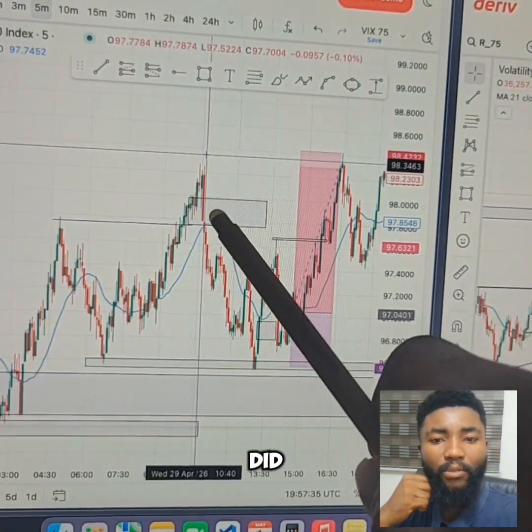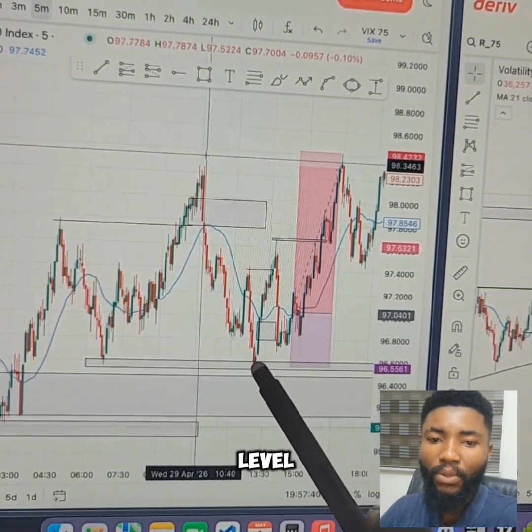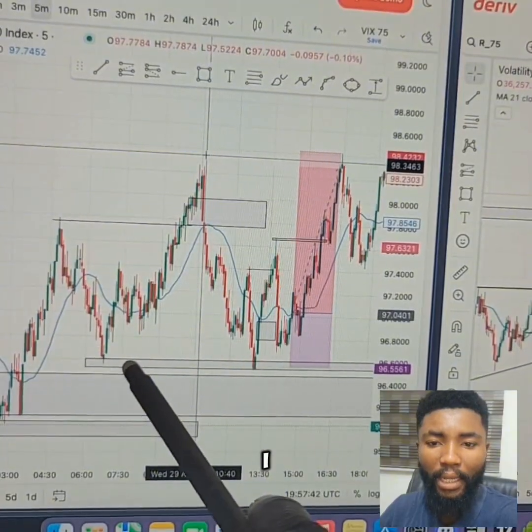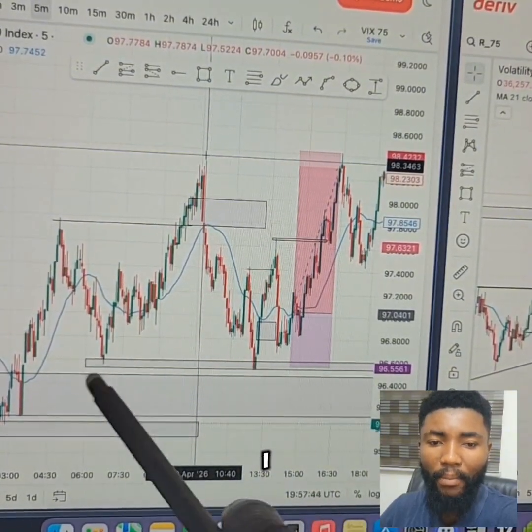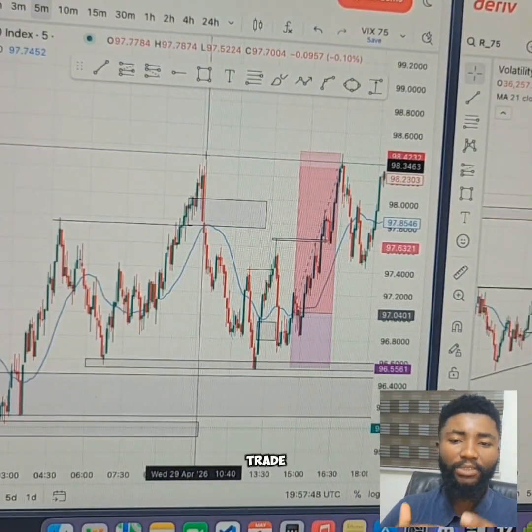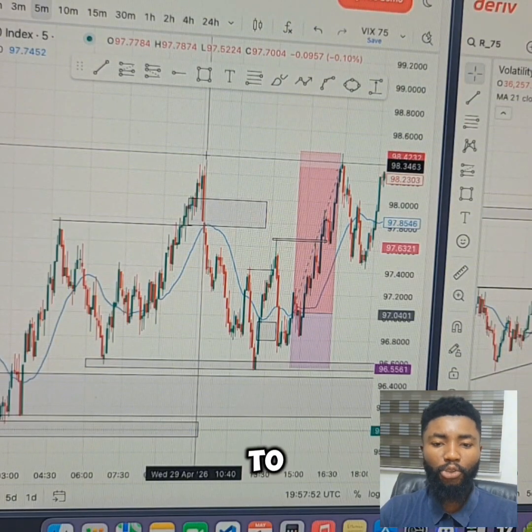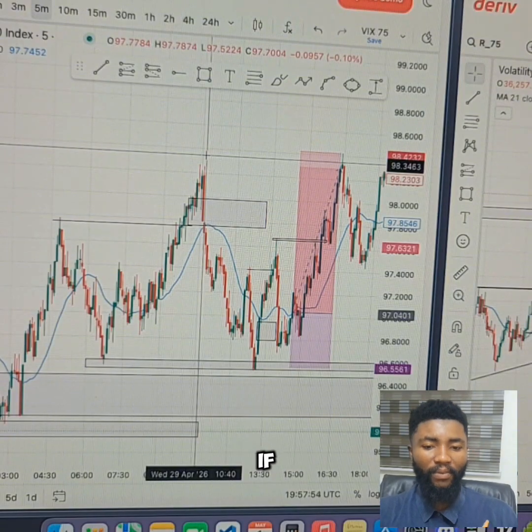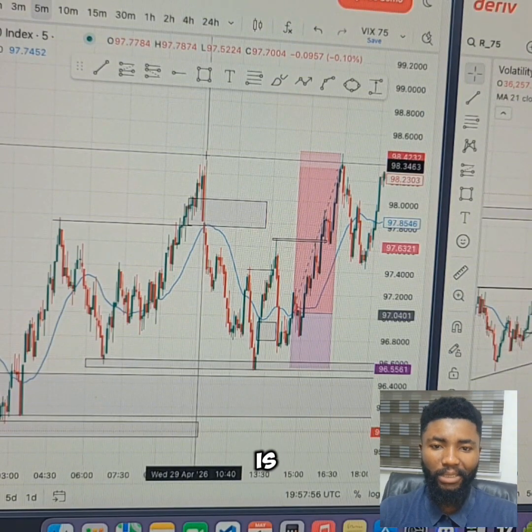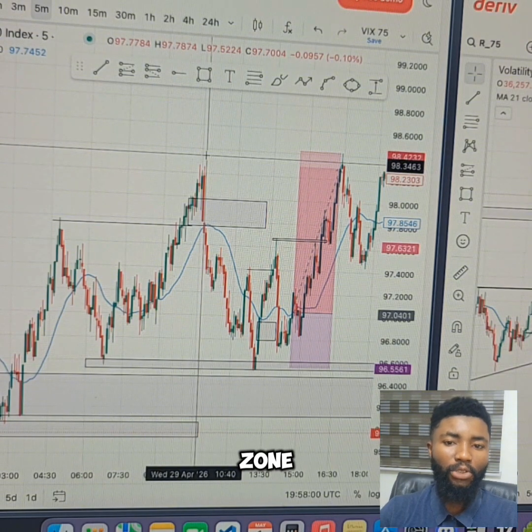So what I did was that I waited for a pullback to a discount level, and this was my zone that I marked out. And mind you, I don't just get involved in a trade because price has tapped into my zone. I always wait for confirmation to confirm if that zone that I marked out is where price wants to use, or price is going to respect that zone. So how do I do that?